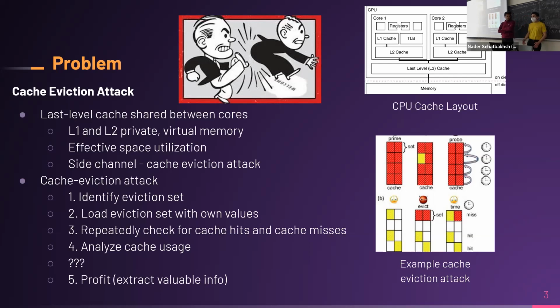Then over time, I'll see how the victim modifies the cache, so I can repeatedly check for cache hits and cache misses. If the victim loads their own values, then I'm going to see a cache miss, because my own value will not be in the cache anymore. If I want to pull that back in from main memory, that's going to be a cache miss, whereas otherwise it would be a cache hit. We analyze cache usage over time, and finally we profit, which is to extract valuable info from the cache. If you're wondering what the question marks are for, we usually don't know what the attacker is actually doing in the analysis step. So the idea is, let's not let the attacker get the information in the first place, so they can't analyze it. That's why it was there.